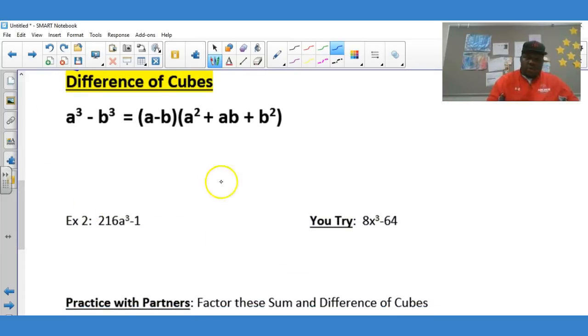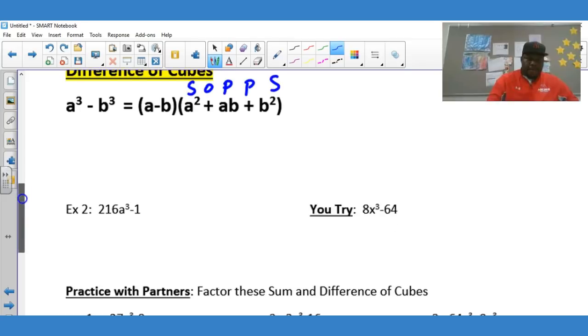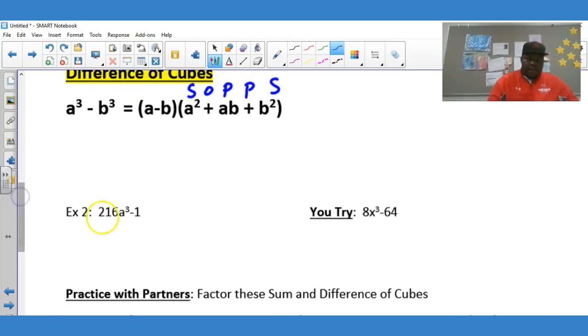Again, for the difference of two cubes, we can still use SOPs. Everything still applies. Square, opposite sign, opposite sign, product, plus, and then square the last term. Again, you still need to find the cube roots of both terms. So now, let's go ahead and dig in on this one. 216 is a perfect cube, and so is 1.